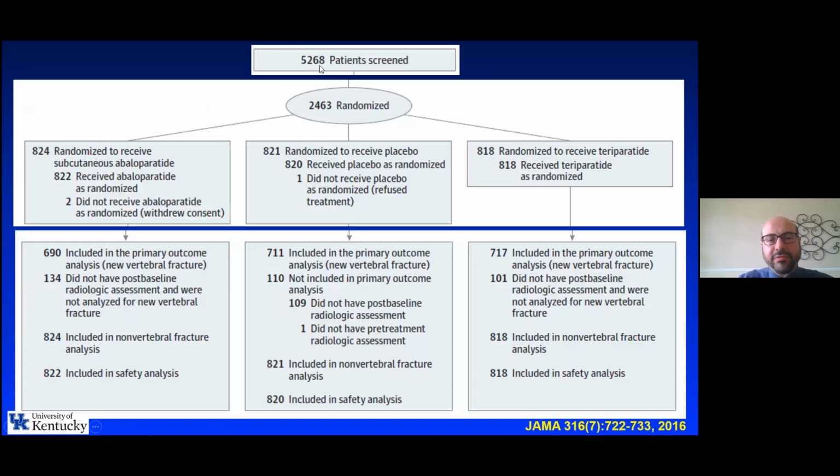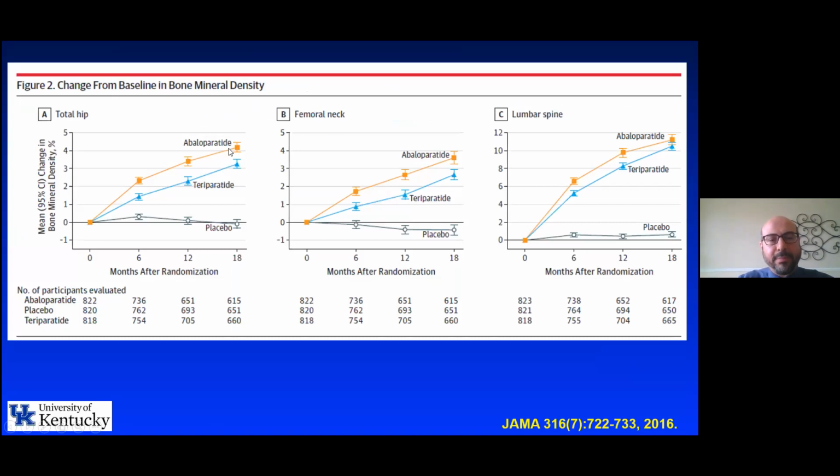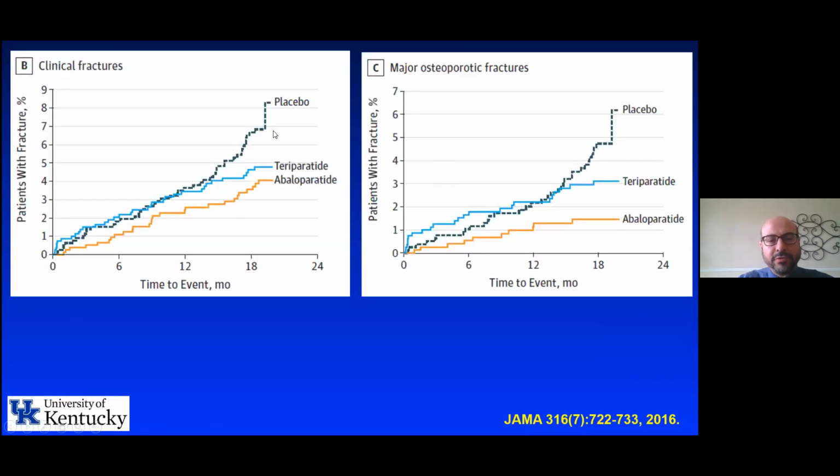But anyway, it was one of the biggest studies, more than 5,000, and they randomized more than 800 in each arm. And as you see here, abaloparatide wasn't inferior to teriparatide, actually it was a little bit better when it comes to the hip BMD, femoral neck BMD, and lumbar spine BMD. Also, the fractures were much lower compared to the placebo.